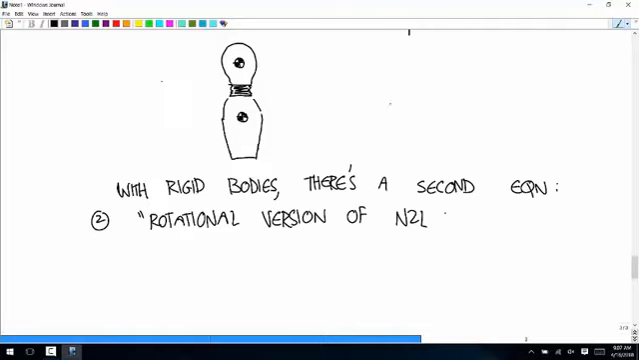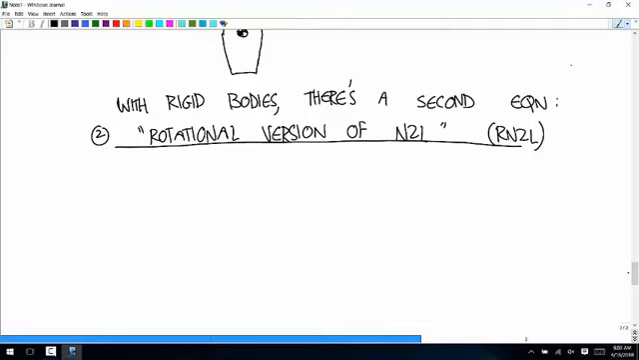I always abbreviate that RN2L, but nobody reading that is going to understand what you're talking about, except me. Yeah, they won't know what you're talking about. But this is what that equation is. You'll see why, the similarity to Newton's second law.